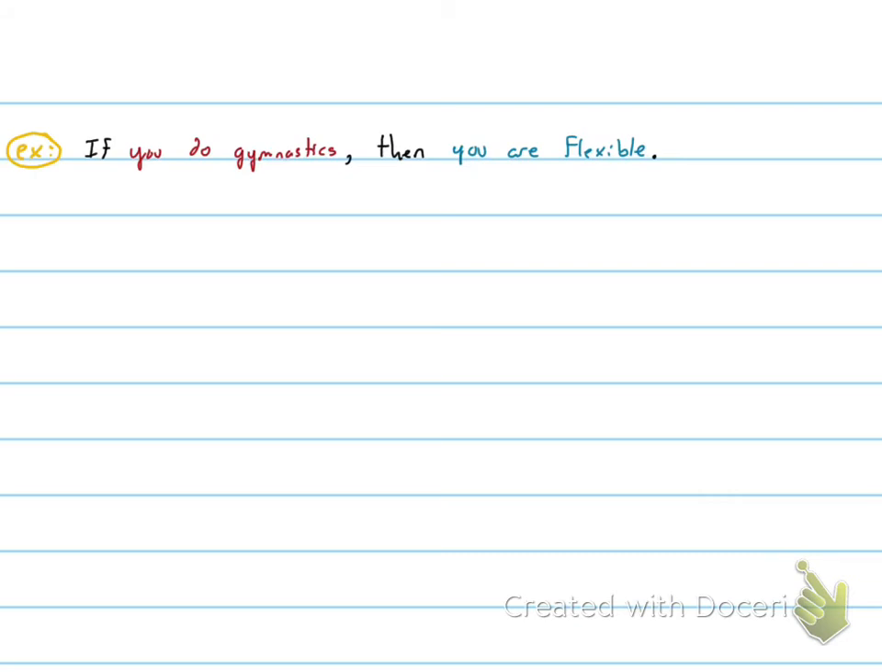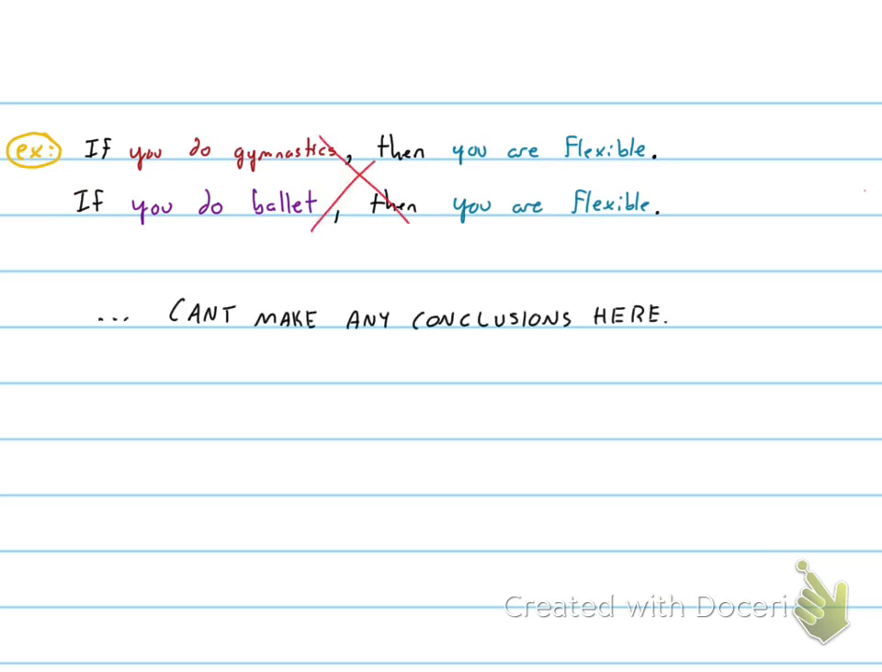So let's do another example here. If you do gymnastics, then you are flexible. If you do ballet, then you are flexible. We can't make any conclusions here because it's two separate statements going to the same conclusion. I can't look at that and say, if you do gymnastics, then you do ballet. We could also just think about that logically. That wouldn't really make a ton of sense there either.